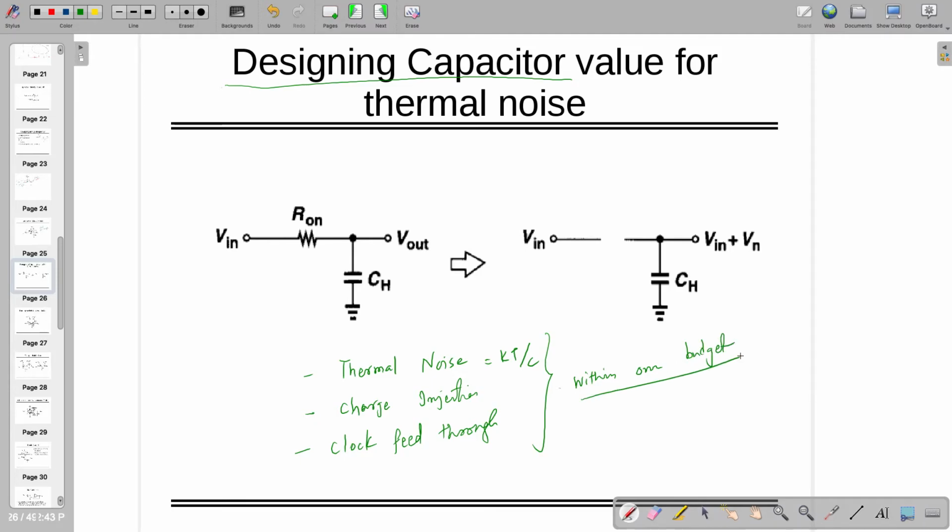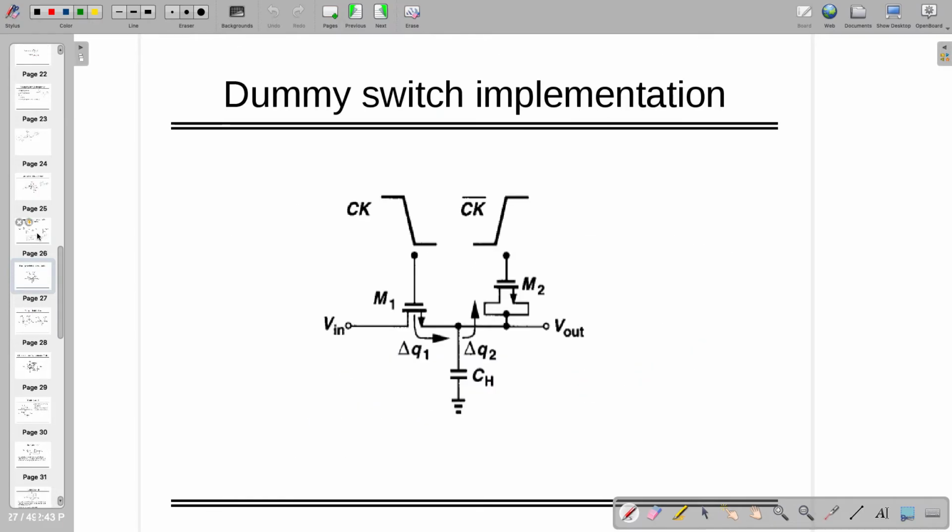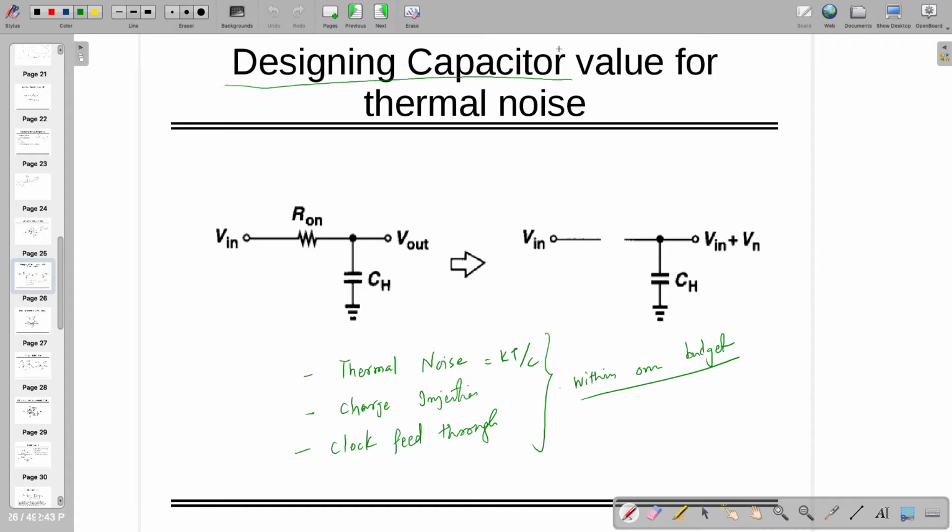So we need to make the budget. I can tell you that, okay, if the noise requirement is equal to 1 microvolt, thermal noise, I am telling you that it has to be less than 1 microvolt, then can you design the value of the capacitor? K and T are already known to you, right? kT by C has to be less than 1 microvolt. So you can find out the value of the capacitor by putting the K and T values, Boltzmann constant and temperature, right? So this is what you need to do, right?